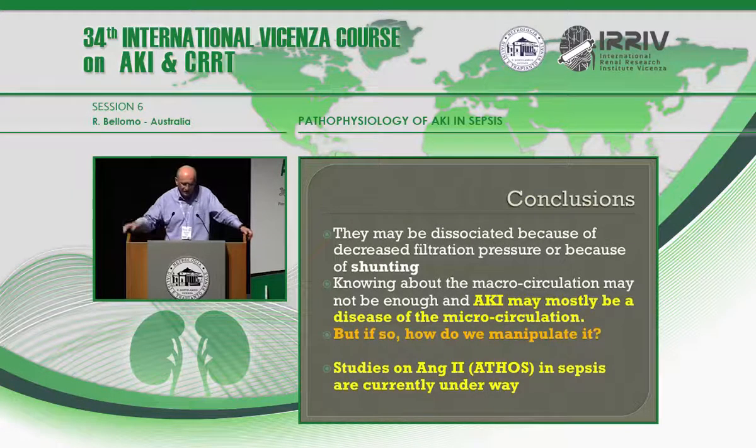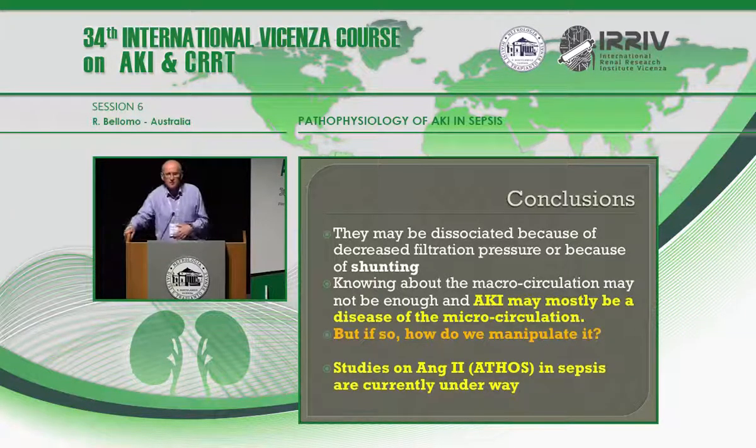And importantly, the dissociation may be because you might have lost pressure inside the glomerulus from efferent arteriolar vasodilatation, or because you're shunting blood away from the glomeruli. In the end, even if we knew about the macrocirculation, which of course in human beings we currently cannot measure, it may well be that septic AKI is a disease of the microcirculation.